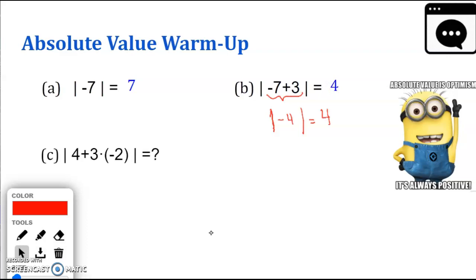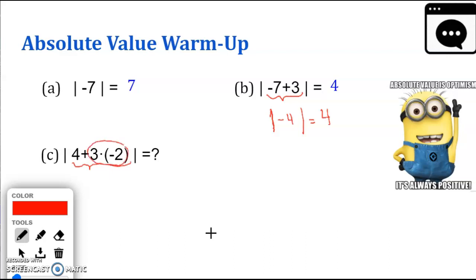Okay, what about this problem? 4 plus 3 multiplied by -2, all in the absolute value function. So how do I do this? Remember, we need to evaluate what's inside the absolute value function first. So we need to do the inside. Do we do 4 plus 3 or do we do 3 times -2 first? Multiplication or addition first? Multiplication is always before addition. So we need to evaluate this first.